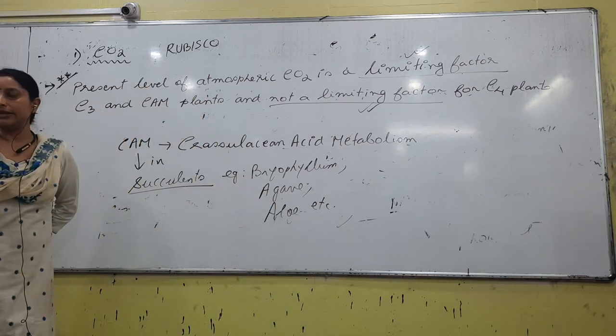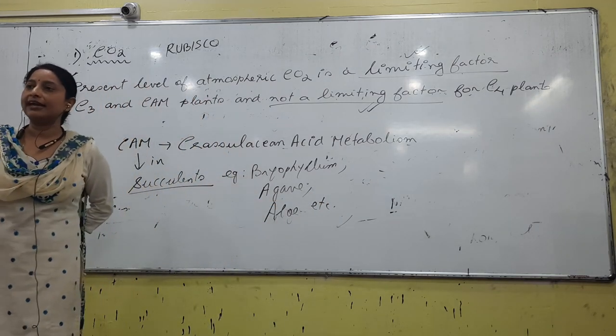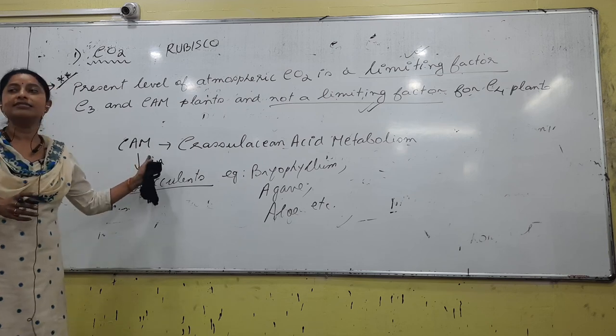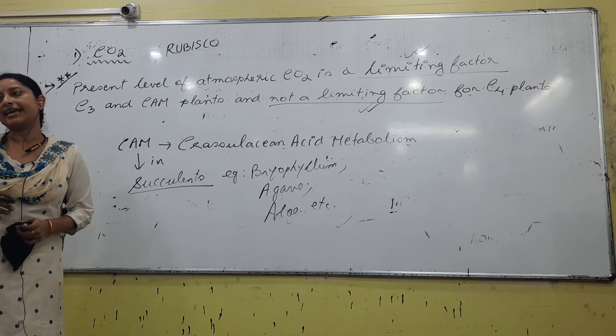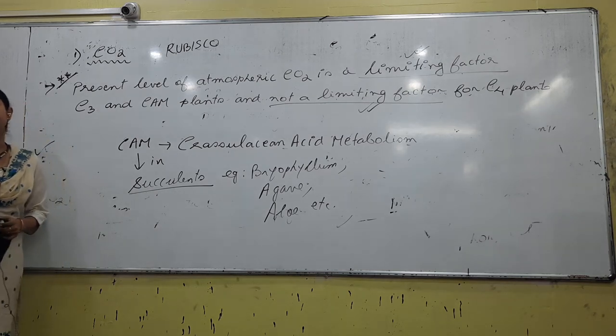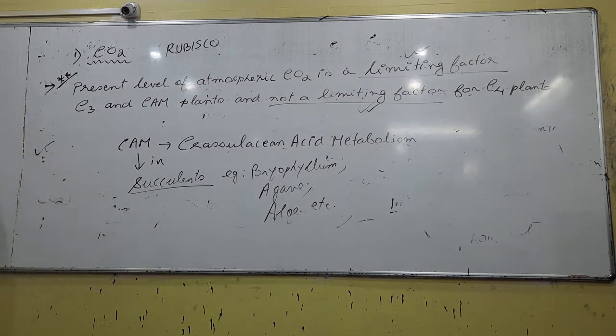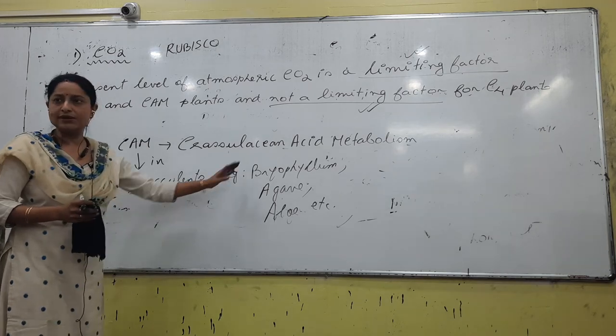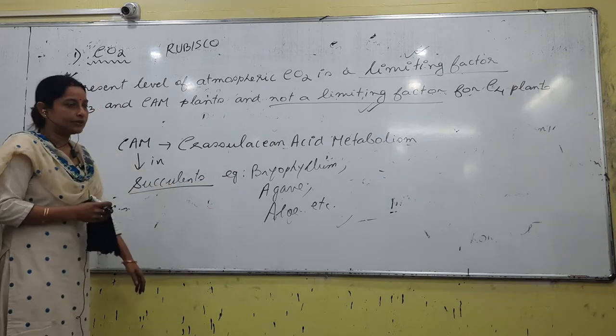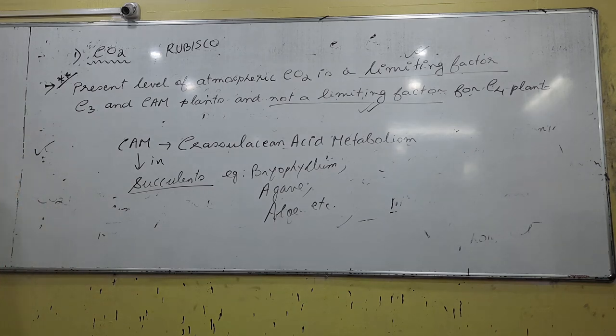So, the dark reaction in succulent plants, what do we call that reaction? CAM cycle. The dark reaction in C3 plants, we call the C3 cycle. And the dark reaction in C4 plants, we call the C4 cycle. So you have to remember certain examples of C3 plants, certain examples of C4 and certain examples of CAM. For CAM plants, if you remember this, you can write any example, right?